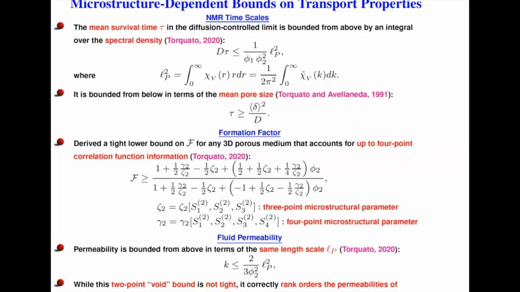So that's why I say to you, it's very useful to be able to look at seemingly different properties and how they're actually related to the fluid permeability. Now, while this 2-point void bound, sometimes called the void bound, is not tight, admittedly not tight, it actually correctly rank orders the permeabilities of different models. You can do that by looking at certain models for which we basically know the fluid permeability very precisely, computing the bounds for exactly those same models, and then the rank order of the bound and the actual results coincide.